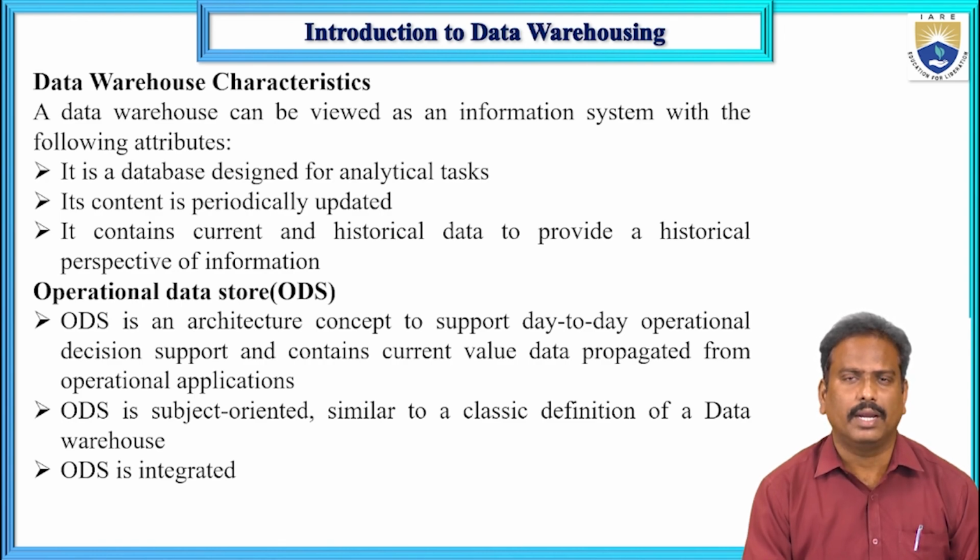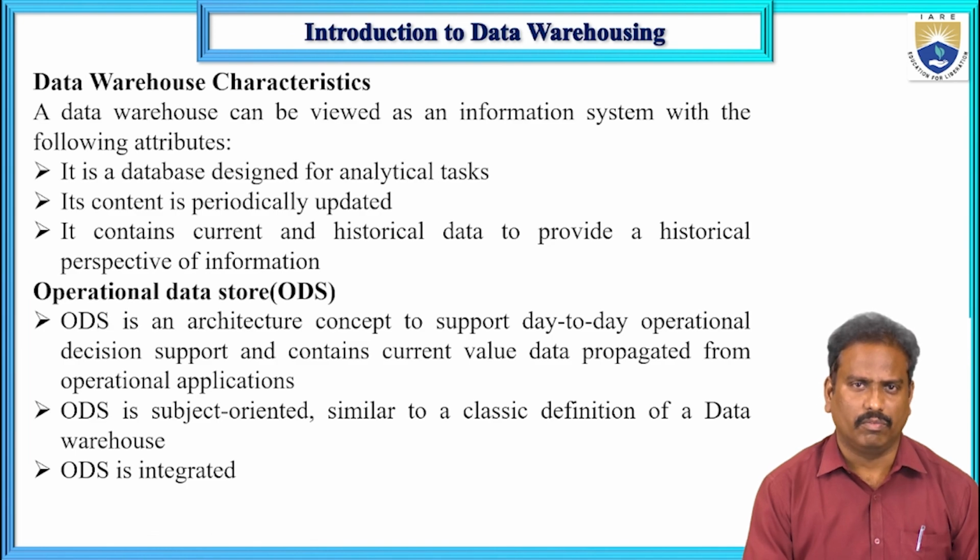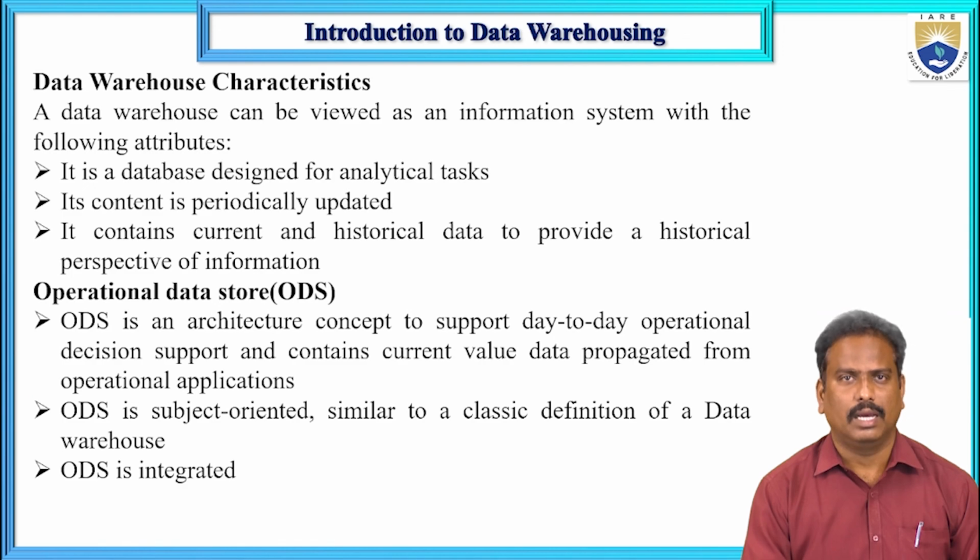Its content is periodically updated. That means every day I'm updating my information. Today I got new information, so I'm just adding that information. In this minute I have added some other information. I'm not changing the data, I'm just updating it, adding a new thing. Its content is periodically updated. Then it contains current and historical data. So a data warehouse contains not only current data but also historical data to provide a historical perspective of information.